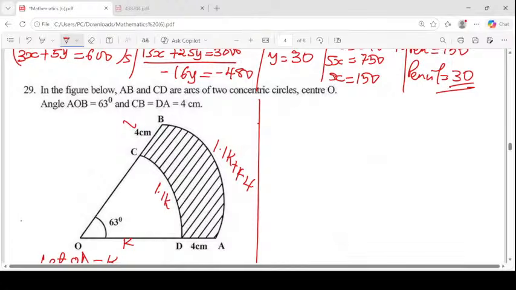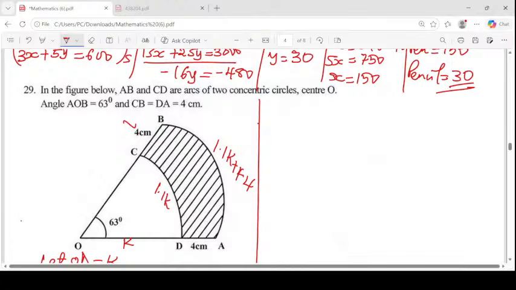The area here is simply obtained by getting the area of the bigger sector, then you subtract the area of the smaller sector. That will give you the shaded area, the area of the bigger sector minus the area of the smaller sector. That will give you the area of the shaded figure. So let us start.